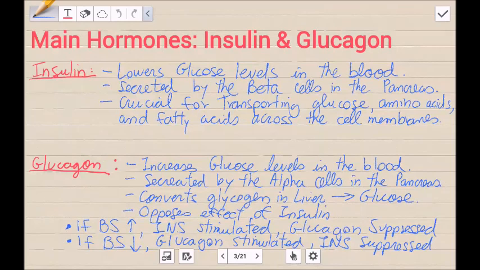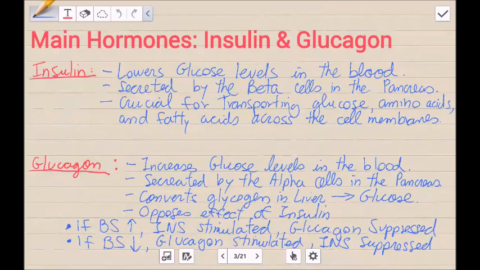Glucagon, on the other hand, has opposing effects to insulin. It increases glucose levels in the blood. It is secreted by the alpha cells in the pancreas, and it works by stimulating the breakdown of glycogen stored in the liver to be converted into glucose so that the body can use it.